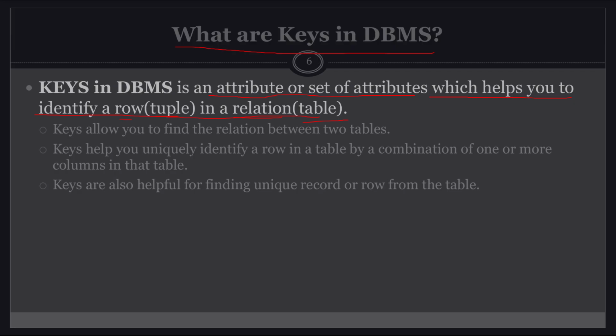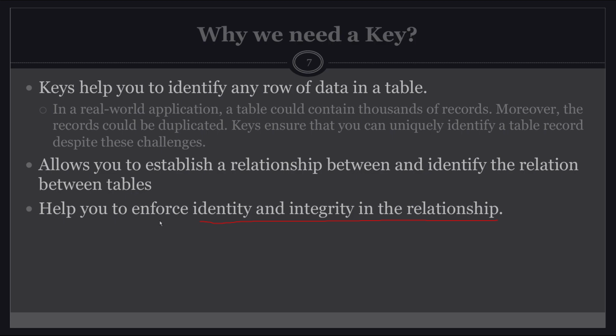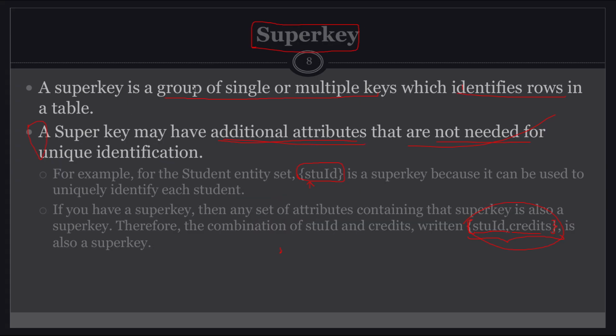And the point of that is to enforce certain constraints on the relation. We'll see what this means exactly in the next lecture. Okay, and the way to do this unique identification is using super keys. Let me remove the annotations here and start over. A super key is a group of single or multiple attributes which identifies rows in a table.